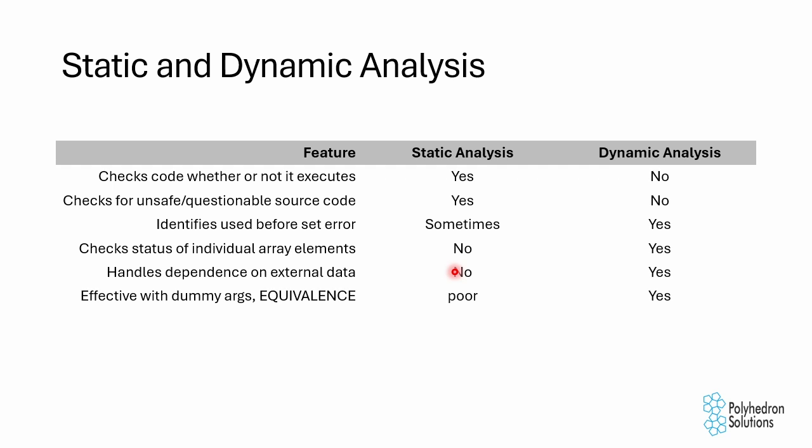And all of those things are areas where dynamic analysis, as described in the previous slides, will detect the error. On the other hand, static analysis does check code whether or not it executes, whereas dynamic analysis can only look at code which actually executes. So you can see that these two approaches are complementary. If you use them both, then you're likely to have a better result than just relying on static analysis.